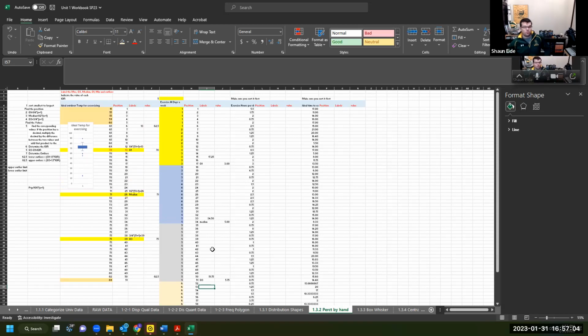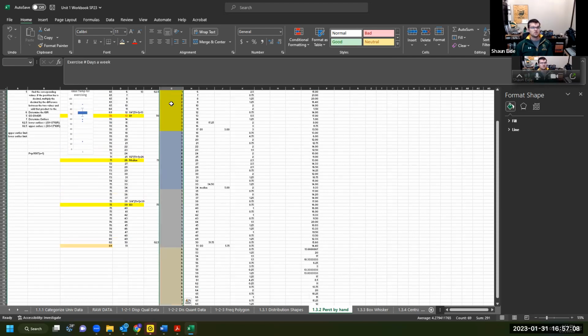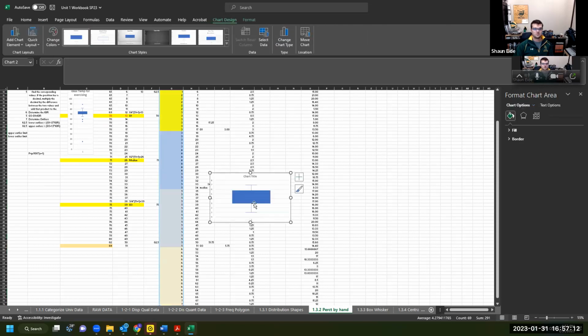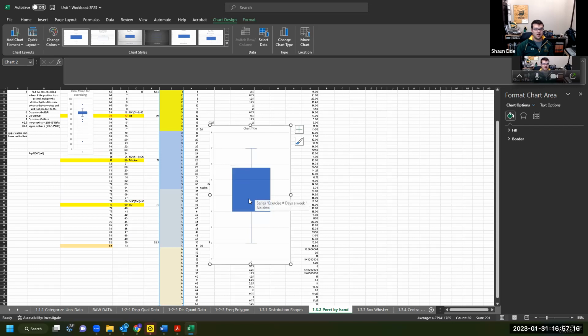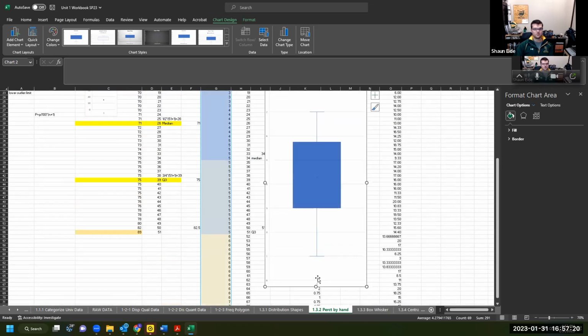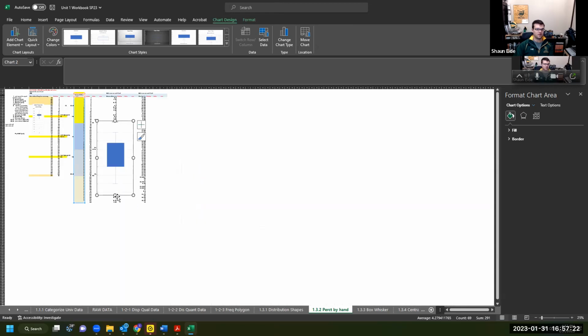And we can do the same thing, insert box and whisker. And here you don't have any outliers at all. But the other thing that you really need to pay attention to, so I'm going to zoom out a little bit and do something. It does not like me.